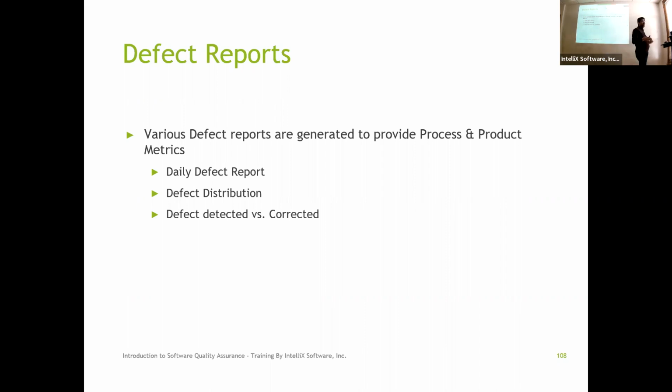Then you can also track how many were detected versus corrected. That key indicator is important to understand whether I am going to meet my timeline. If I constantly see more new defects created than are closed, I know my gap is going to be wider and wider. It's going to take me a longer time to fix all of that.